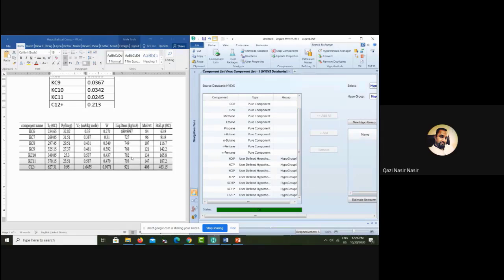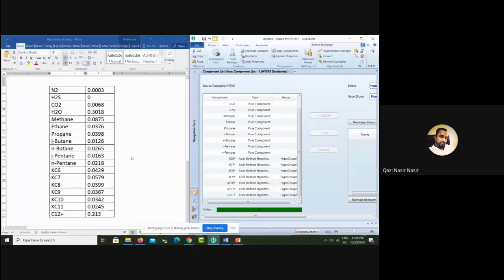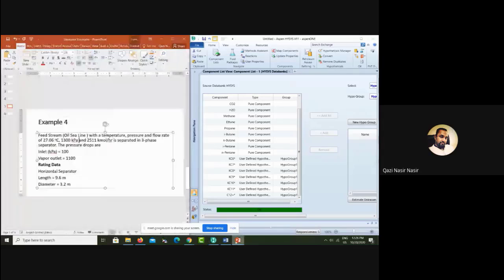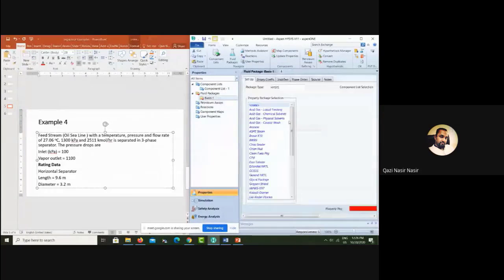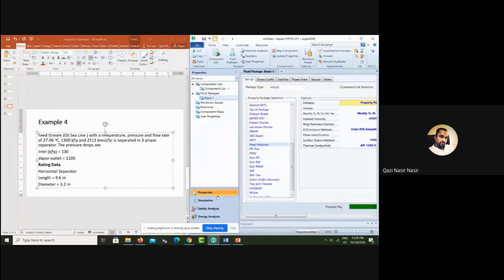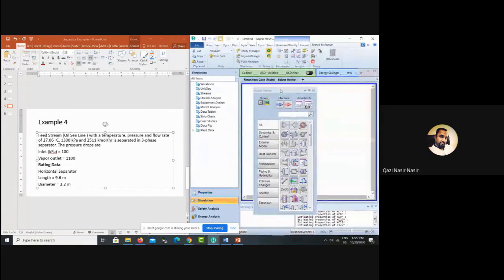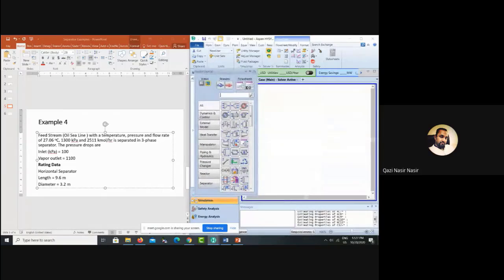Okay. Now we need to go to fluid package. We need to select a fluid package, and the name of the fluid package that we are selecting here is called Peng Robinson. Now after you do all these steps, you go to the simulation environment. And in the simulation environment, the first thing you need to do is to add a material stream.